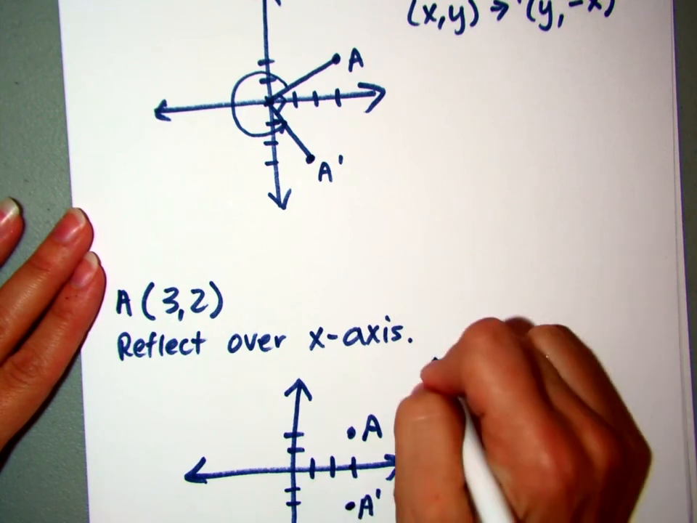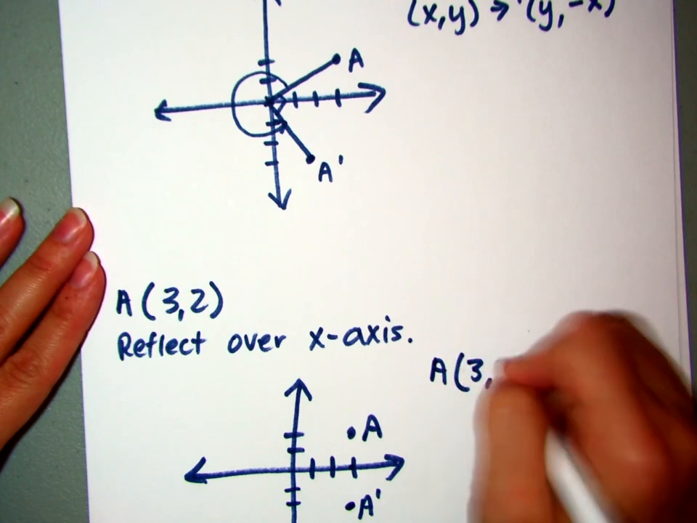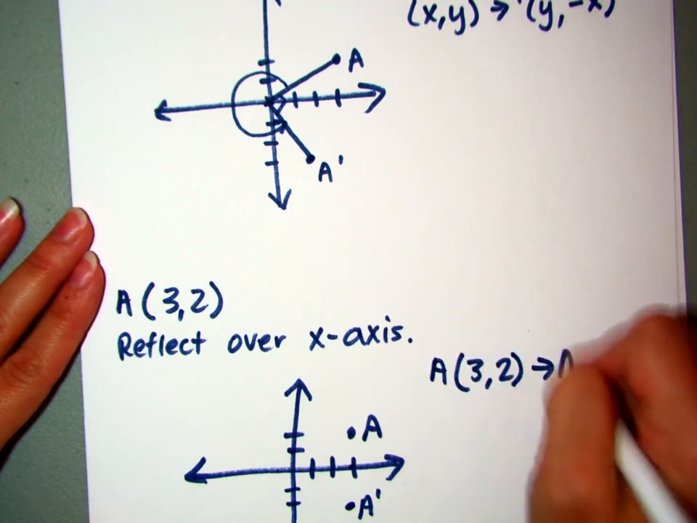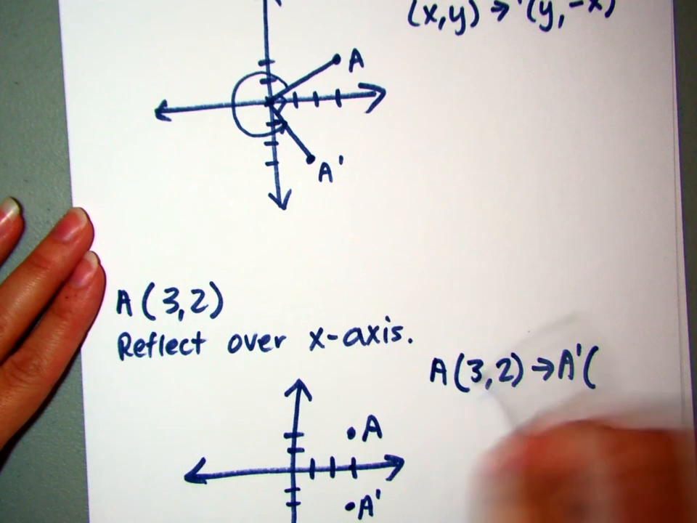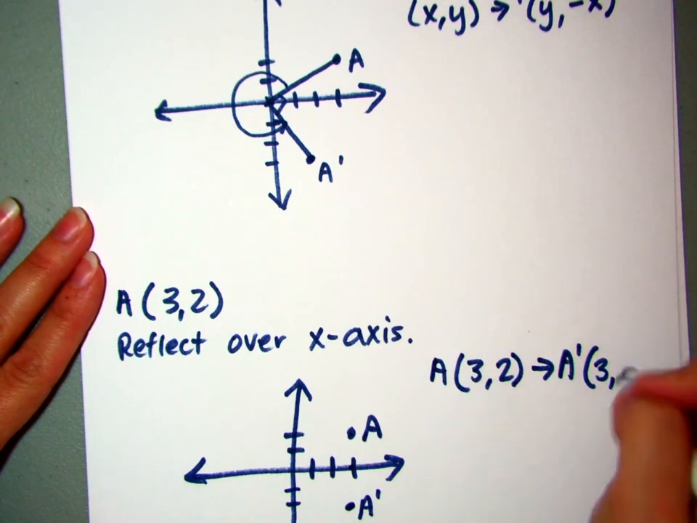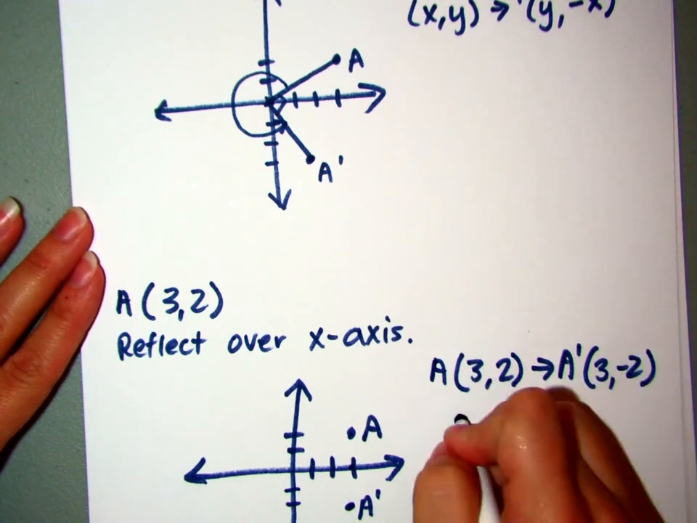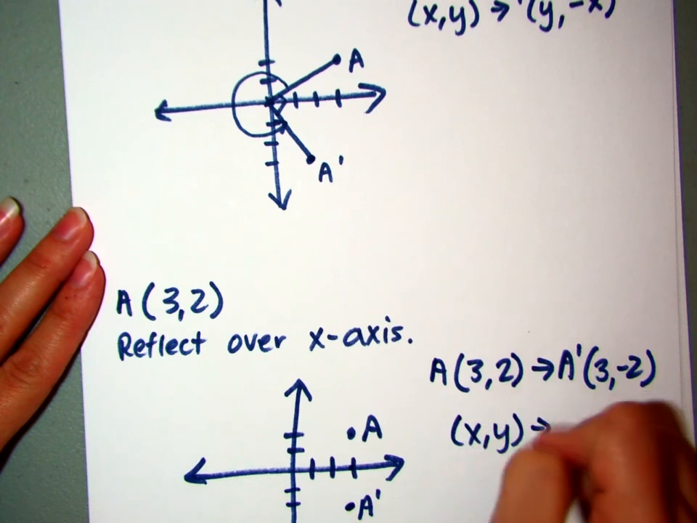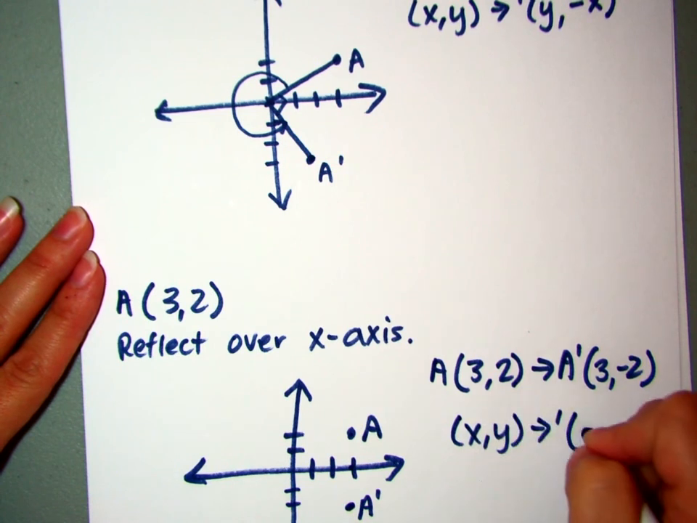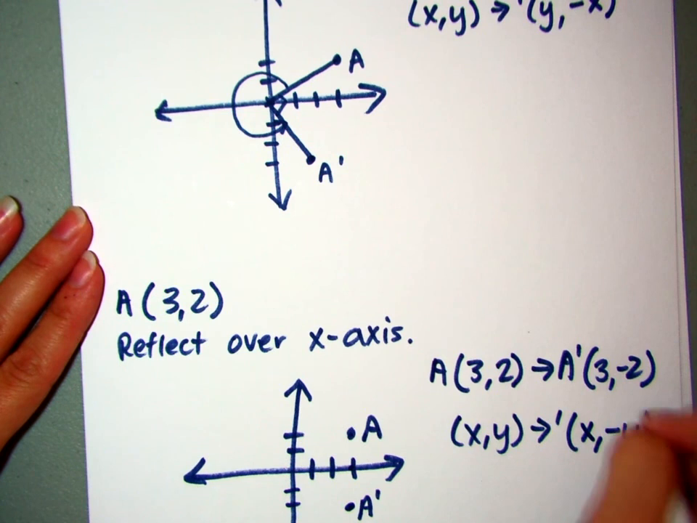We can also do this with the points without even graphing it. So A becomes A prime. X-axis, x stays the same, which means the y is what becomes opposite. So our rule, x, y becomes x prime, y prime, and that's going to be x stays the same, but y becomes opposite.